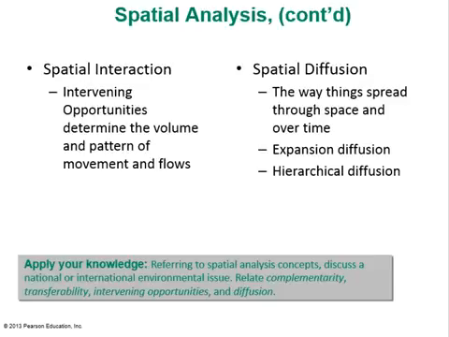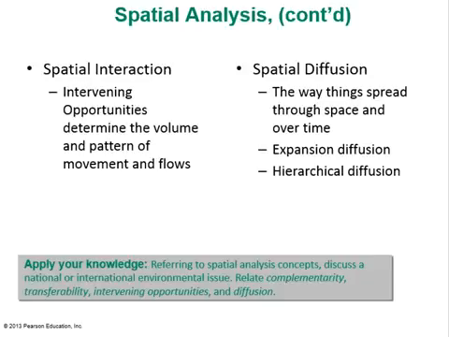Spatial diffusion is the way things spread through space and over time. And there are actually two types of spatial diffusion. One is called expansion diffusion, the other is hierarchical diffusion. Expansion diffusion is the diffusion of an idea or a concept or a good or service that's due to the proximity of the carriers or the agents of change who are in a fixed location. So for example, you may have people on one farm who come up with a unique new idea of how to do things, and then the next farm over adopts the same approach, and then the next farm over adopts the same approach. That would be expansion diffusion.